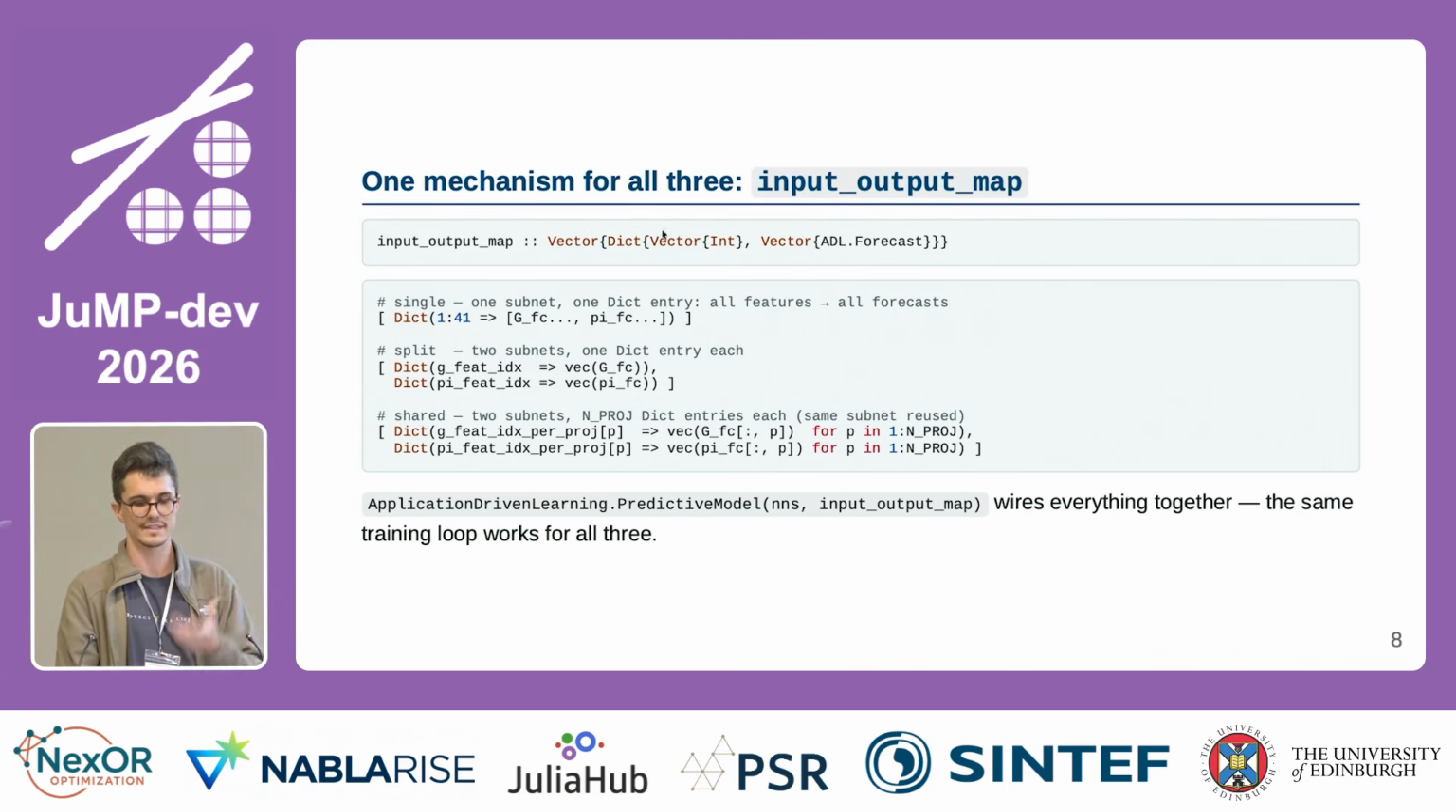So we had to create this structure which basically maps the indexes of the X matrix, which is the matrix with the exogenous variables, which are application-driven learning forecast variables, which are JuMP variables that are put into the model, and we can use the right forecast output.